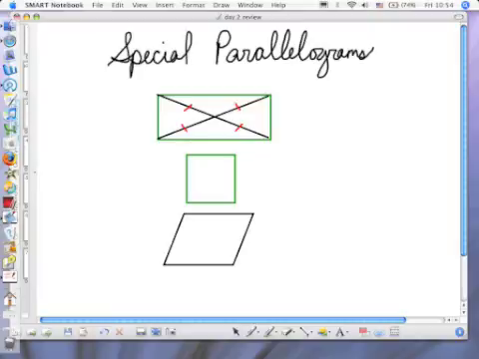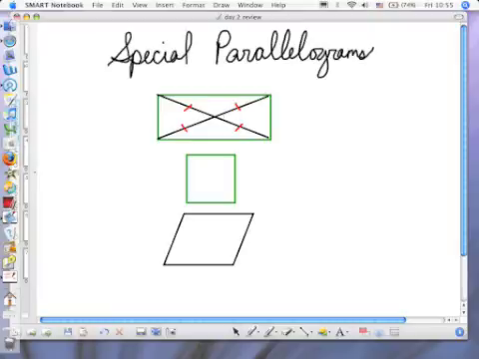So if you have a picture and you know that it's a rectangle, which, by the way, what are the 4 angles of a rectangle? Right angles. They're all right angles. Then you know that the diagonals not only cut each other in half, they're also equal to each other.